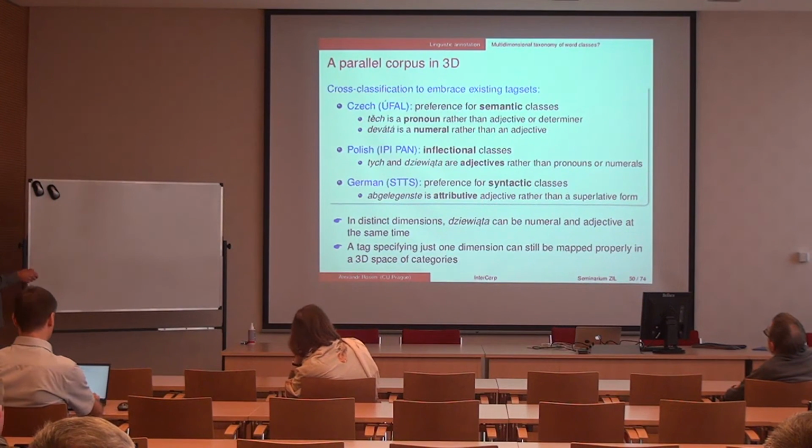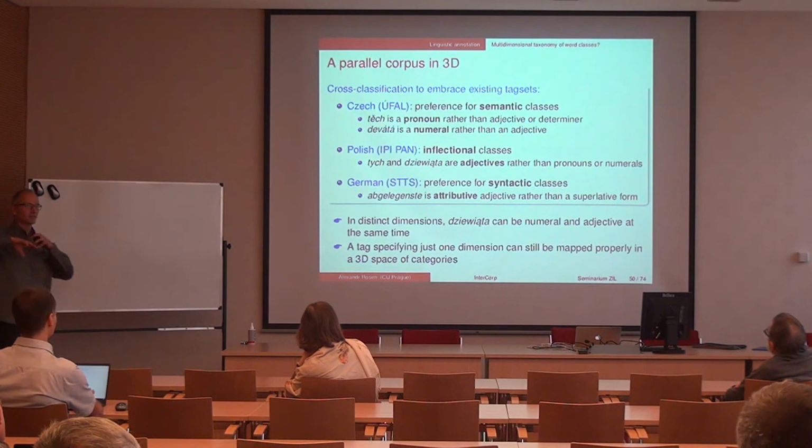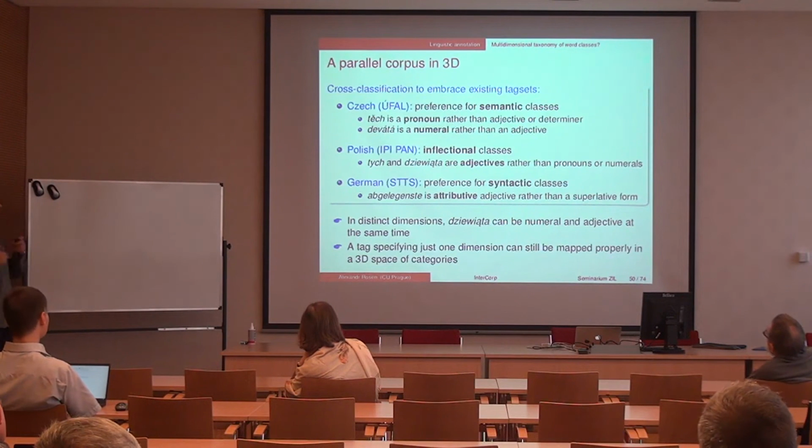For example, the Czech text set has a preference for semantic classes. And if you convert from Czech into that multidimensional system, you can say, okay, it's something that you could call a semantic class. So pronoun would be a semantic class, and numeral would be a semantic class. And you can retain that in the proper place in the multidimensional space.